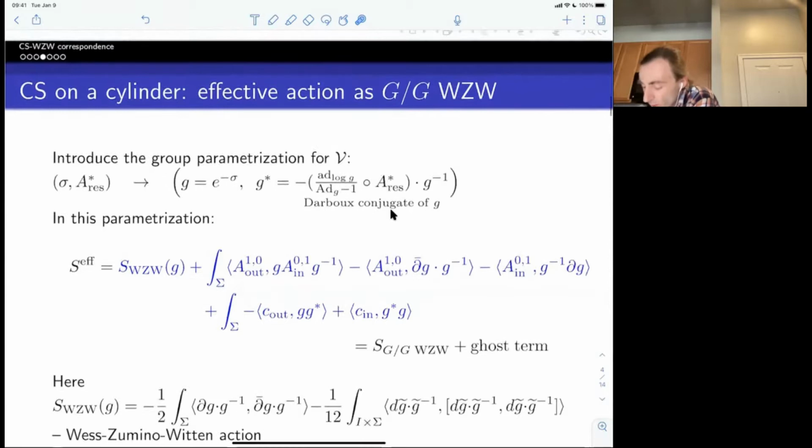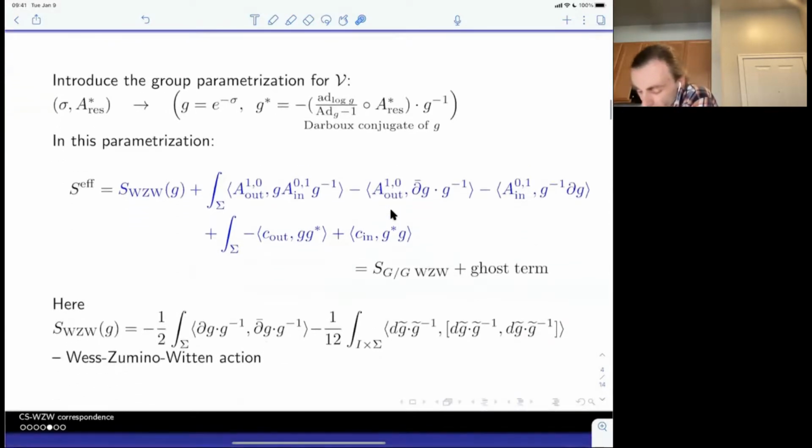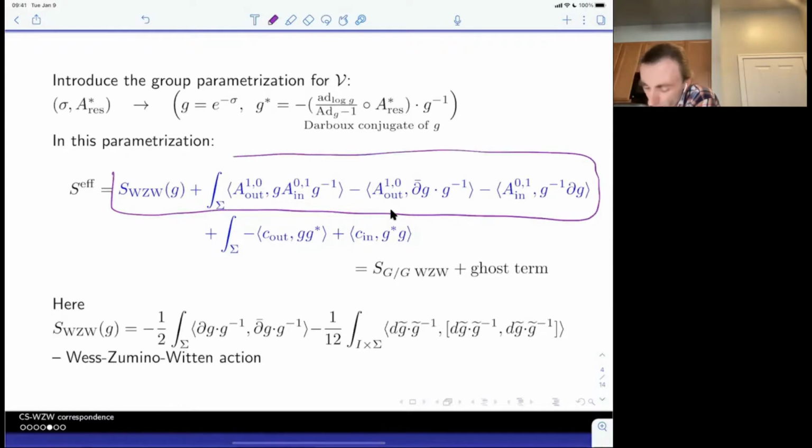And in terms of those variables, actually your effective action has a very neat form. It is the WZW action, Wess-Zumino-Witten action of G, plus its interaction with boundary fields, with these chiral boundary fields, plus a certain ghost term. So this first line is commonly called G over G WZW action, or coset WZW action. So here it appears as an effective theory on residual fields.